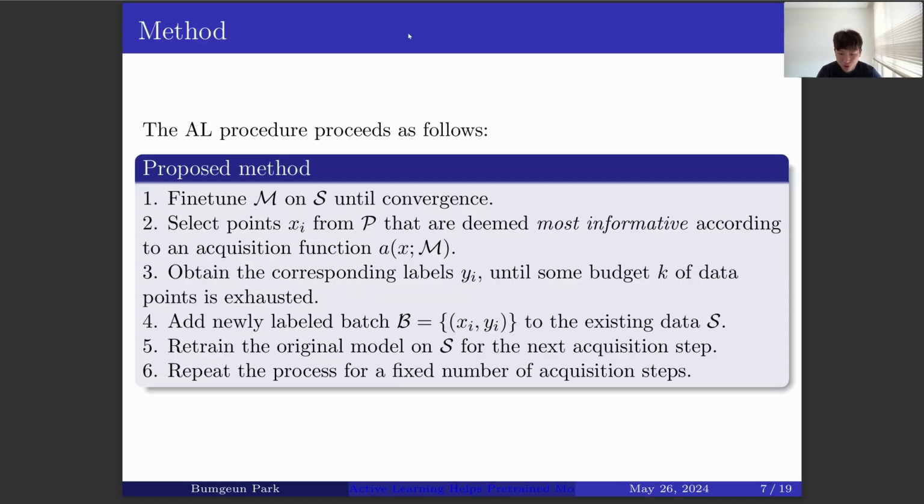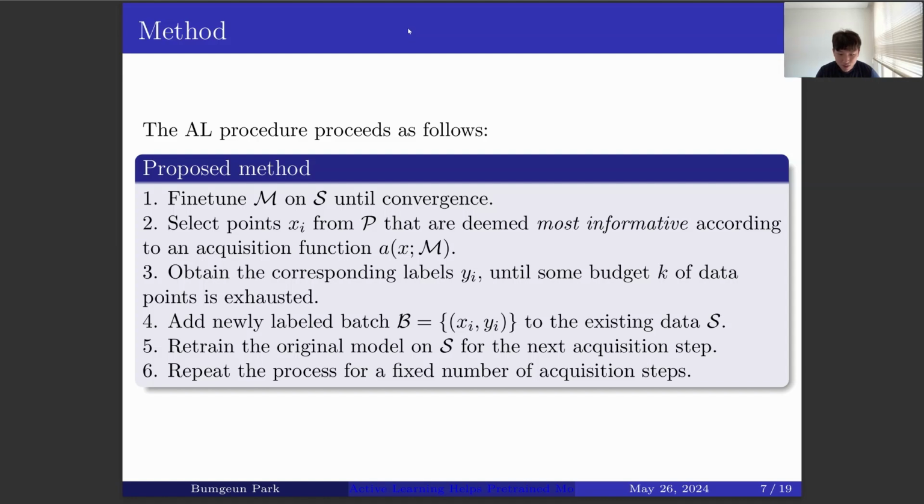The proposed method proceeds as follows. First, train the model M on the dataset S until it converges. Second, select the points from the unlabeled data P that are deemed most informative according to an acquisition function. This function scores how informative the data is. I will explain the details of this acquisition function in the following slide.